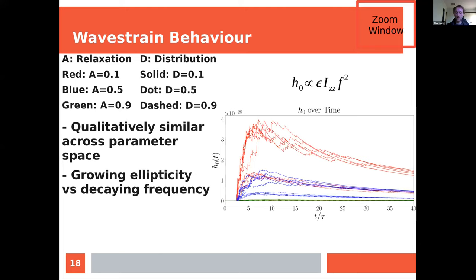What we find here is that very early on in the star's life, the rapidly increasing ellipticity dominates the behavior, but eventually as spin down slows, the decaying frequency becomes the dominant term, and the wave strain, of course, tends to zero. We find that because these two effects are just determined by the rate of spin down, the time of peak ellipticity is independent of the crustal parameters, and it's consistently between approximately 5 and 10 spin down timescales. And we find, again, a maximum wave strain which is a little bit lower than most of the estimates, of less than 10 to the minus 27.